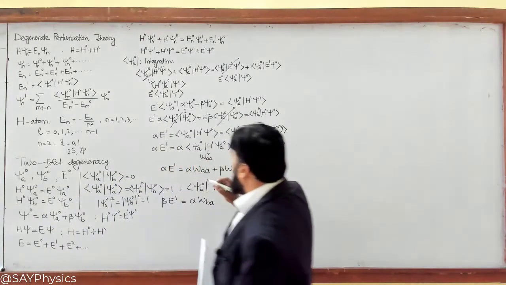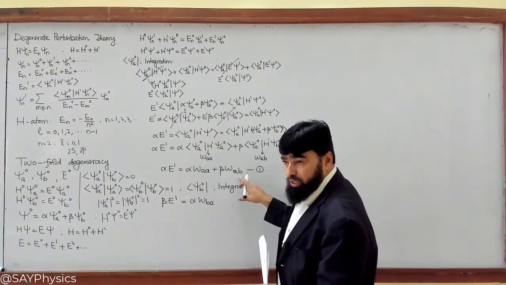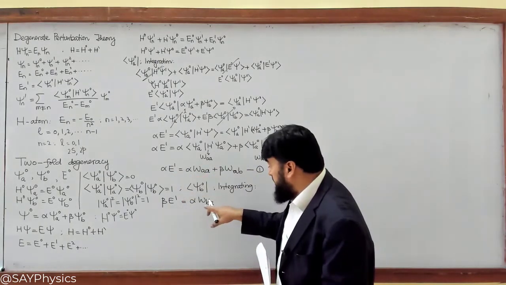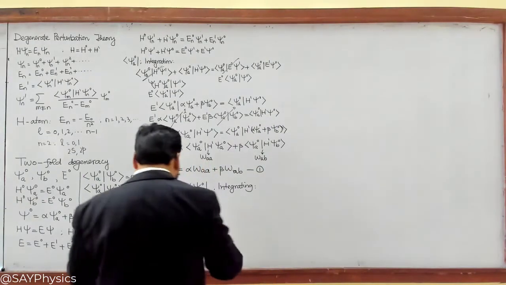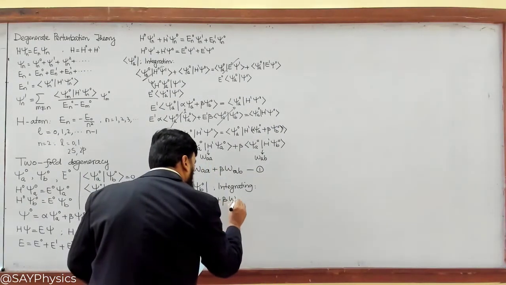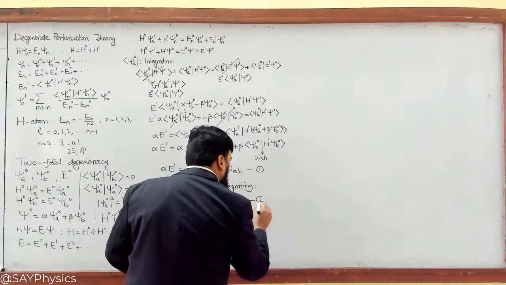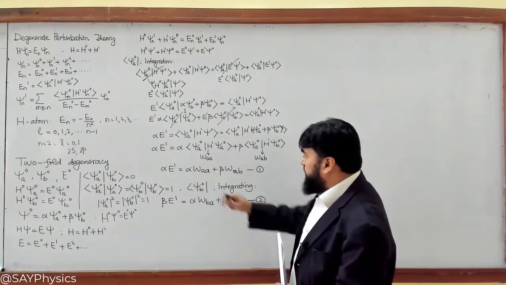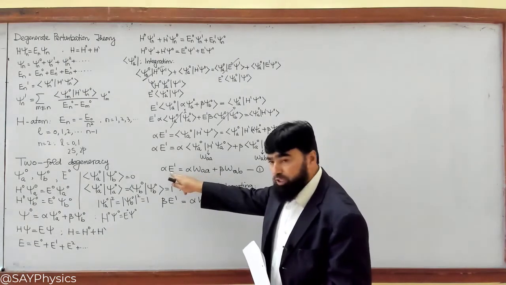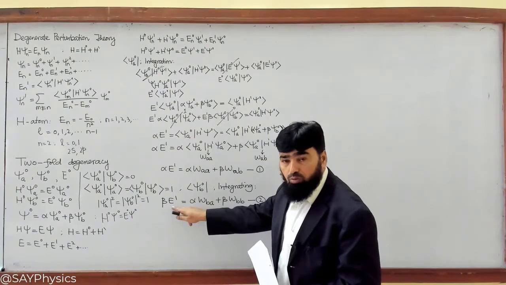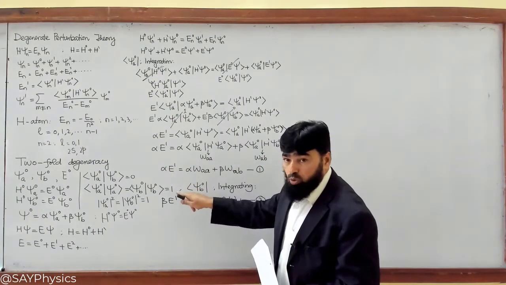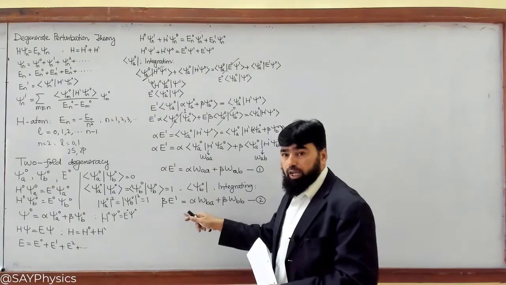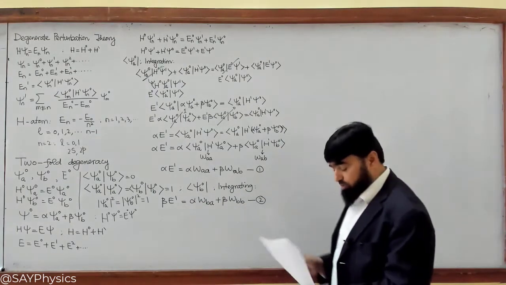Beta E1 is equal to alpha times WBA, because here it was AB. AB was the order because A was earlier, B was later. Here now B is earlier, so it will become BA, plus beta times WBB. And this is equation number 2. Now this holds for any value of alpha and beta, but E1 is here and E1 is here. So now I'm interested in the value of E1. I will take the value from one equation and put it into the second equation, and find the value of E1 from there.